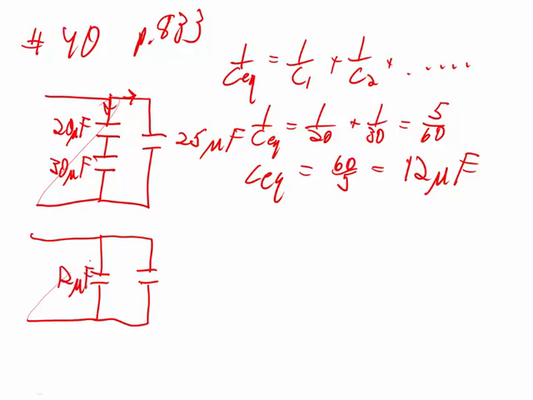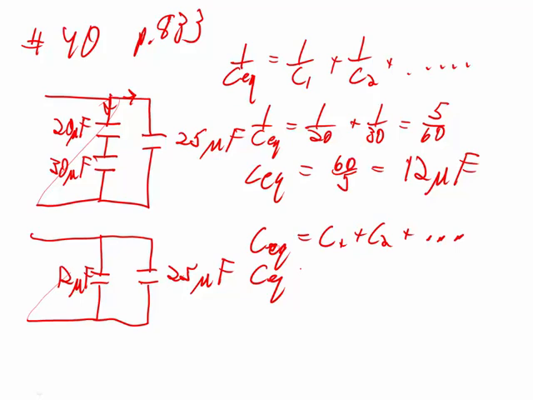We've got to redraw our diagram. You always have to condense it down to one, whether it's resistors or capacitors. You've got to reduce it all the way down to one. Now, this one was 25 microfarads. Notice these two are parallel. We know that CEQ for parallel is C1 plus C2 plus and so on. So we've got 12 microfarads plus 25 microfarads.